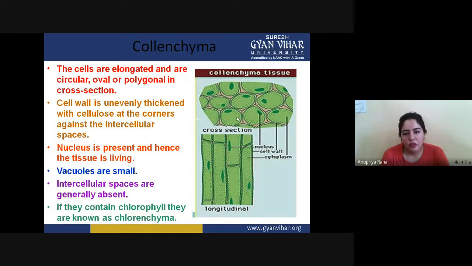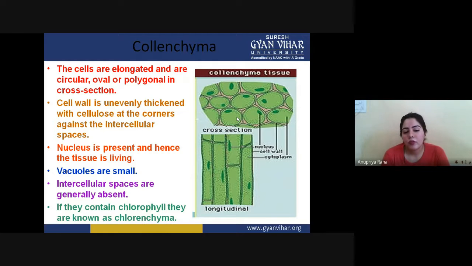Intercellular spaces are generally absent. If we compare them to the parenchyma, most of the intercellular space between the cells is absent in collenchyma, or sometimes a very few intercellular spaces are present, but mostly they do not have any.